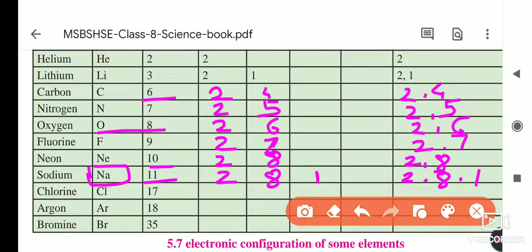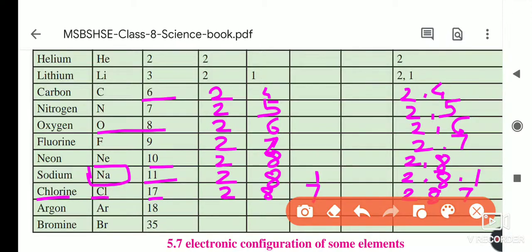So for chlorine, Cl, atomic number 17. In the first orbit 2 will enter, in the second orbit 8 will enter, and in the third orbit the remaining, 17 minus 10, so 7 will enter. So the electronic configuration is 2, 8 and 7. So all of you note this down.